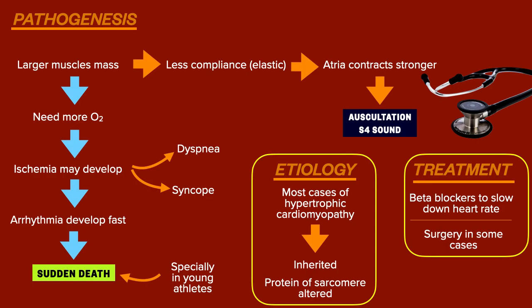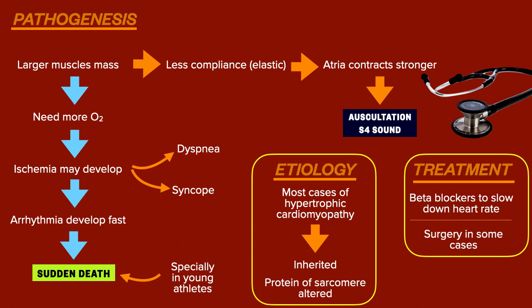So, with larger muscle mass, the ventricles become less compliant. Remember, this means that they don't stretch as easily when filled with blood. If you are listening on auscultation, often an S4 sound can be heard from the atria contracting and pushing blood into a non-compliant ventricular wall during diastole.